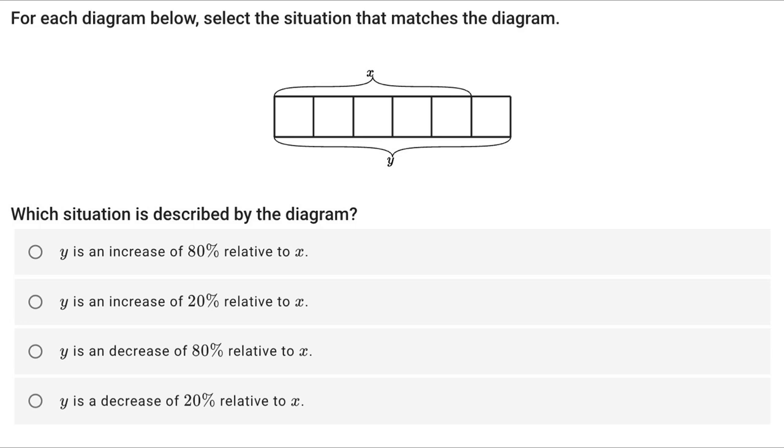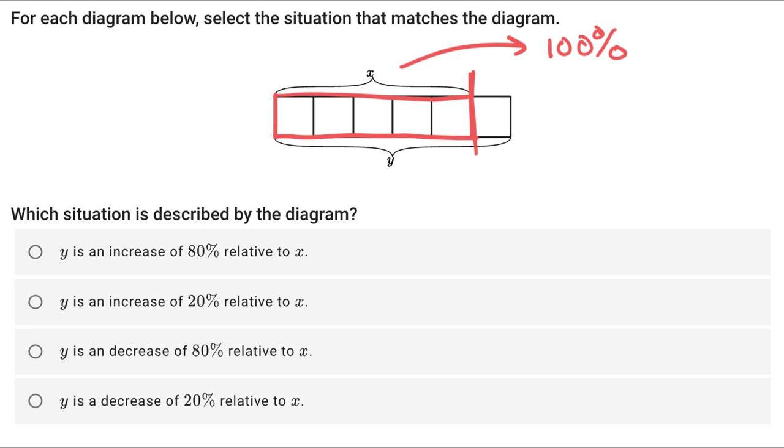This is our Check Our Understanding for Unit 4, Section 6. This first one is looking at the relationship between x and y here. So I'm going to start by looking at my x. This right here in red is my x. X is going to represent 100%, or a whole.